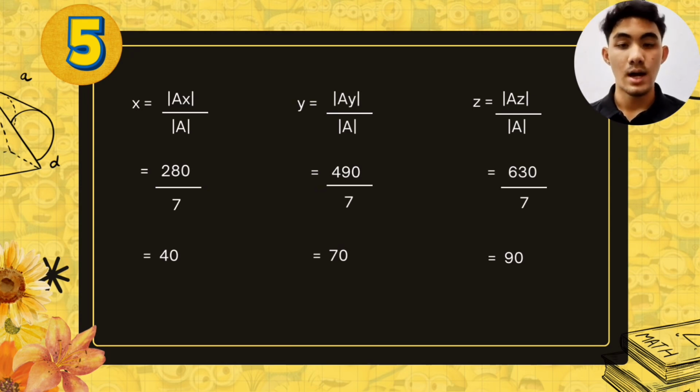Finally, for z, I take the determinant of AZ, which is 630, and divide it by 7 also. This gives the value of z equal to 90. Therefore, the final solution is x equals 40, y equals 70, and z equals 90.